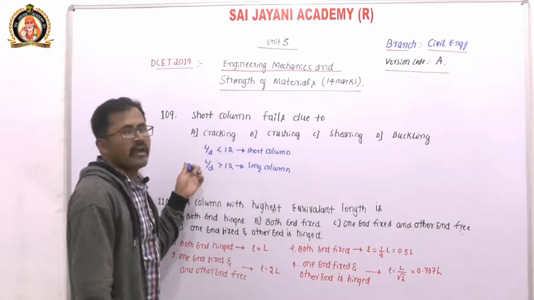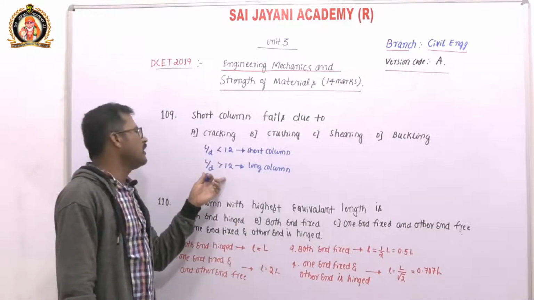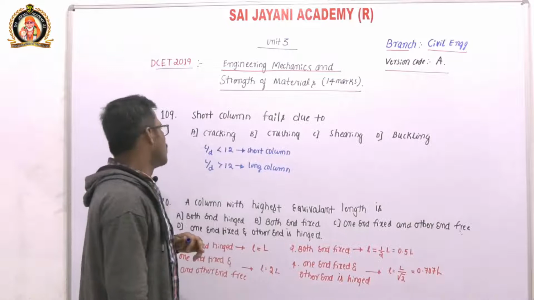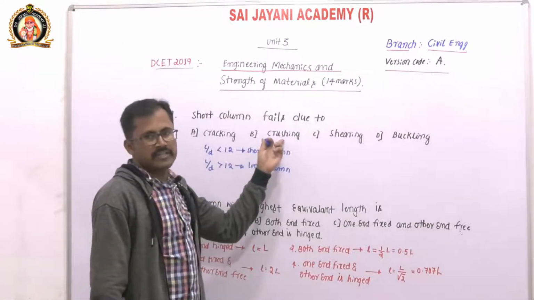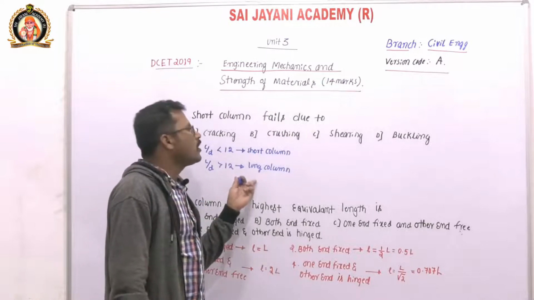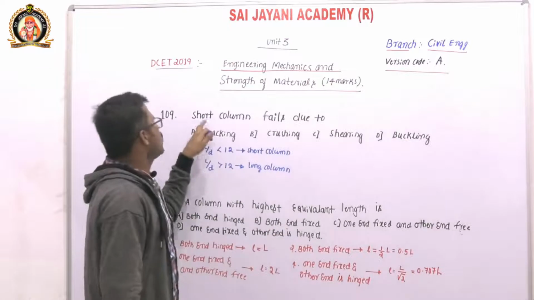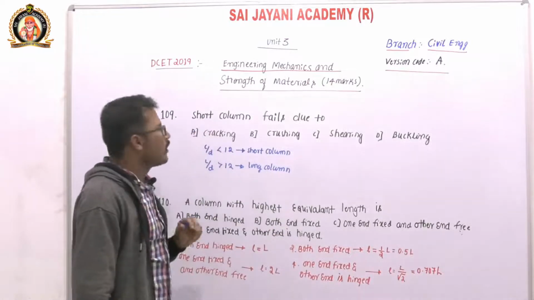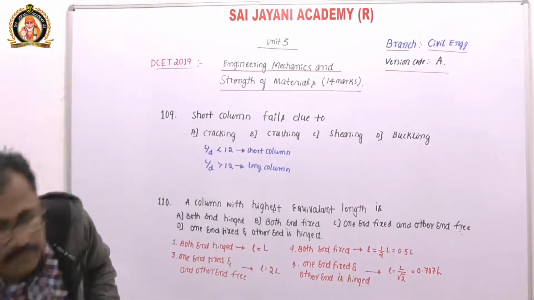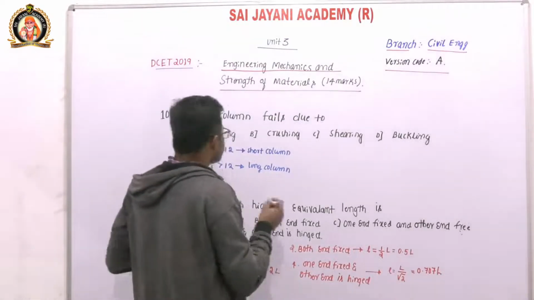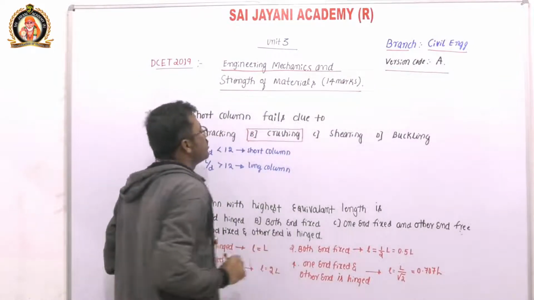If the ratio of effective length of a column to its lateral dimension is more than 12, then it is known as a long column. The short column always fails because of crushing, and long column always fails because of buckling. This question is asking about short column. The short column always fails because of crushing. So option B, crushing, is the right answer.